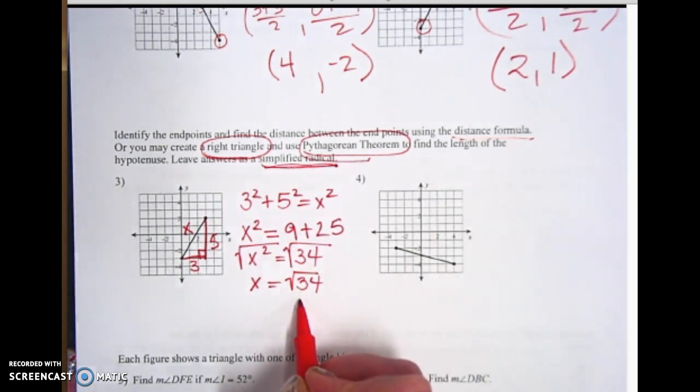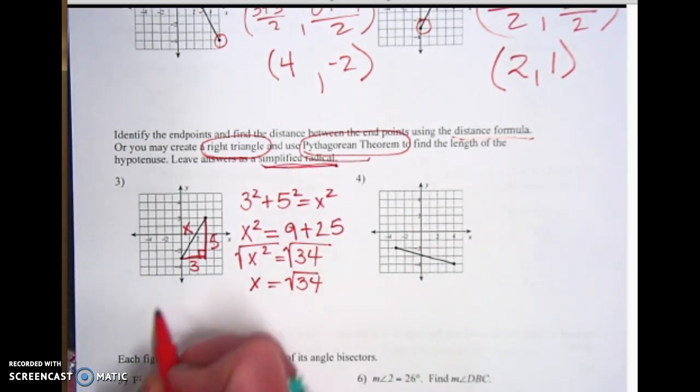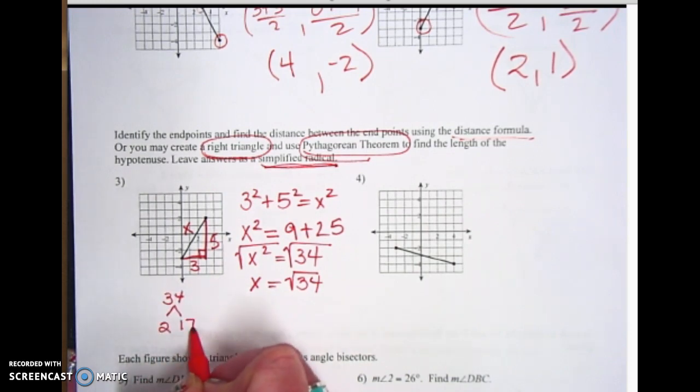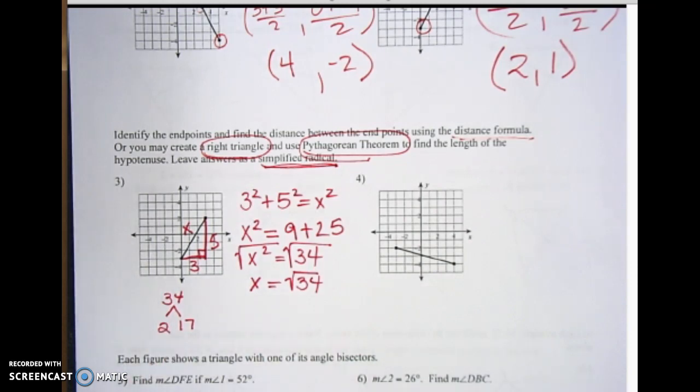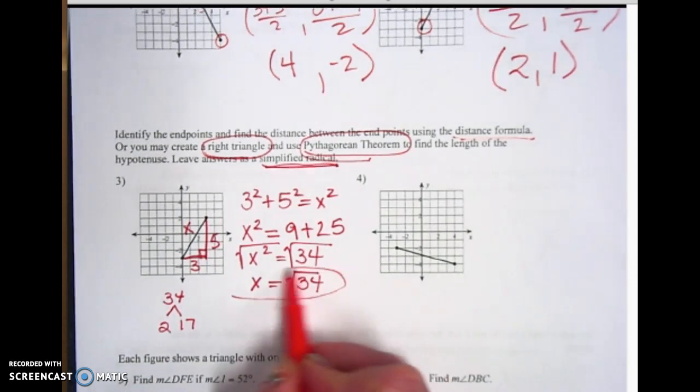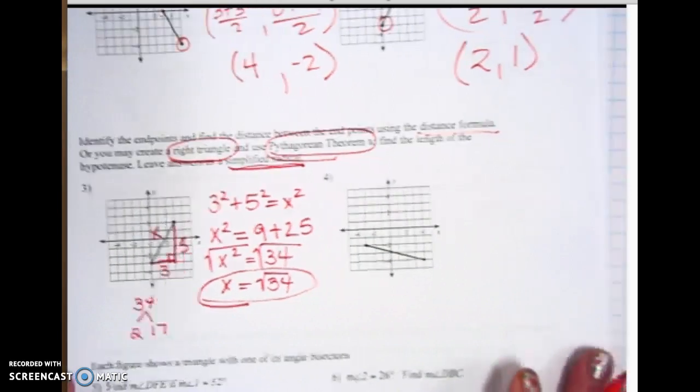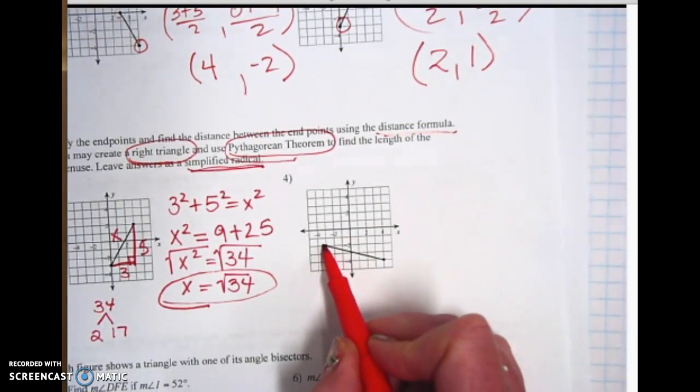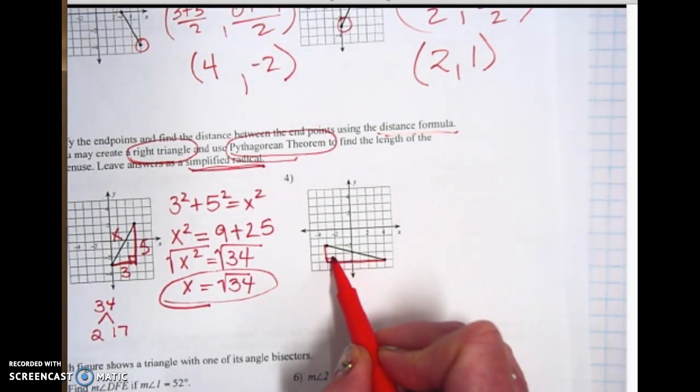34 is not a perfect square and does not have any perfect square factors, because if you get the prime factorization, 2 goes in there 17 times and 17 is prime. So this is the answer. Number 4, I'm going to do the same thing. I'm going to create that right triangle and count the sides.